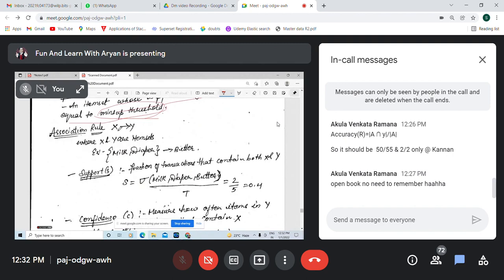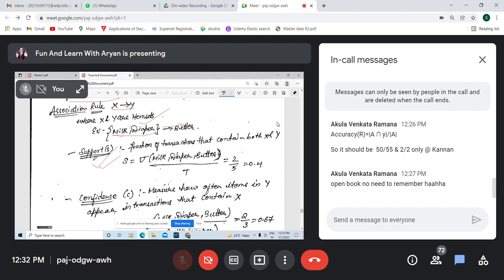Now this is your association rule. X and Y are item sets. In X you have milk, diaper, which implies butter. Now the fraction of transactions that contains both X and Y is the support count of milk, diaper, butter divided by T. Milk, diaper, butter was coming in 2. That is your support. If they ask you to calculate support, you find the fraction of transactions that contain milk, diaper, butter out of the total.